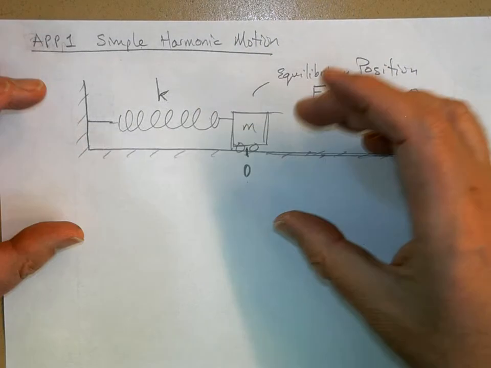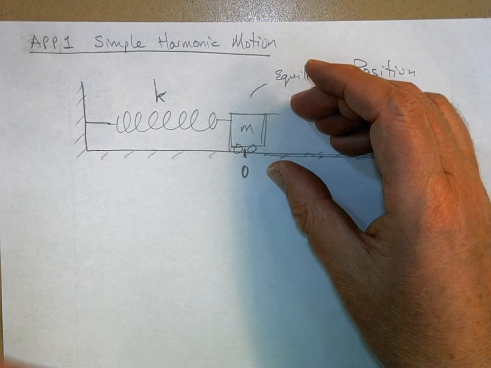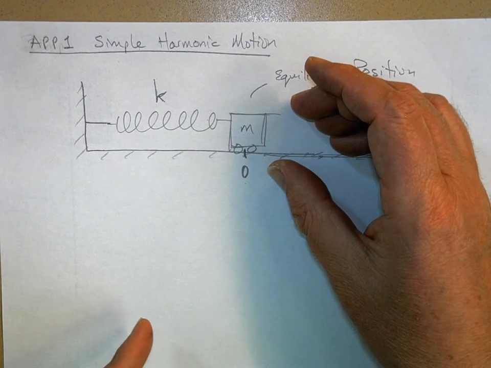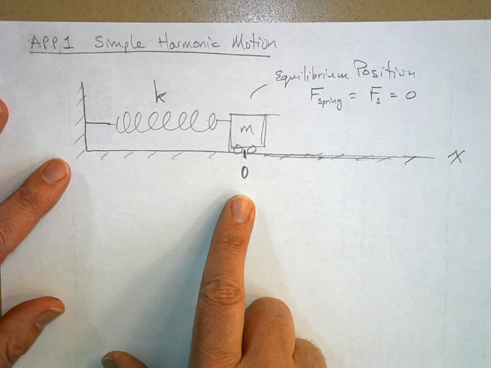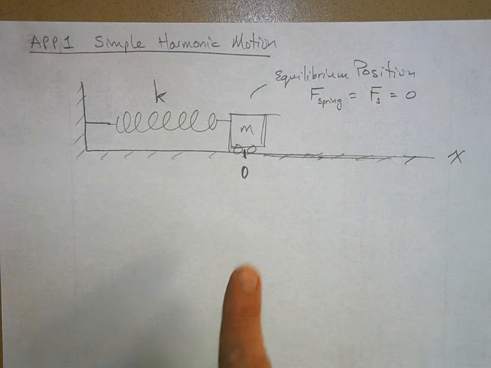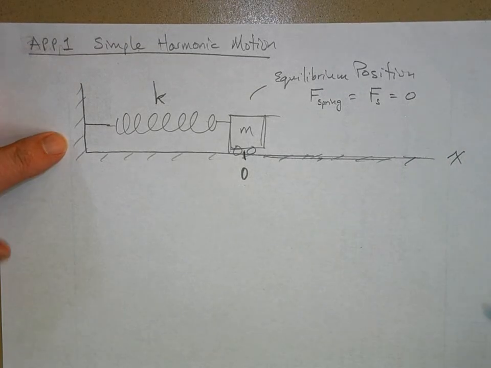So the object is not being pulled to the left or pushed to the right by the spring. Okay, and it'll just sit there. There's no energy stored in that system, right? The spring isn't compressed. You have no elastic potential energy. It's not moving yet, so it has no kinetic energy. There is no mechanical energy if it's just sitting there. It's a very, very boring situation.